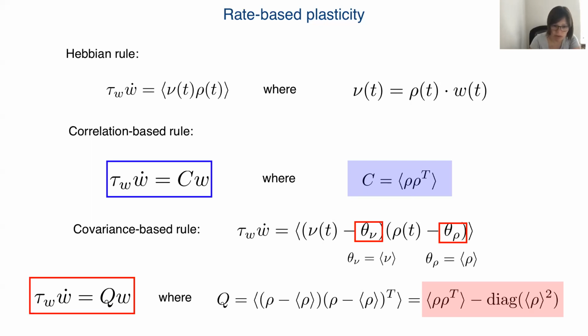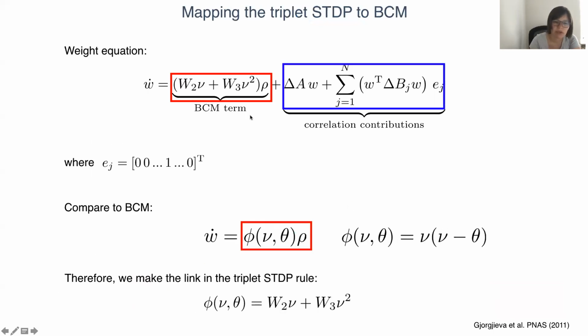So if we now go to our, let me go back to the equation of the rule. So the triplet rule is effectively a combination of the pair-based rule and this new addition of the triplet. So when we look at what the rule looks like, look at the structure. We have this BCM term, and then we have this correlation contributions. Look at the first term in the correlation contributions. Looks exactly like the covariance rule, right?